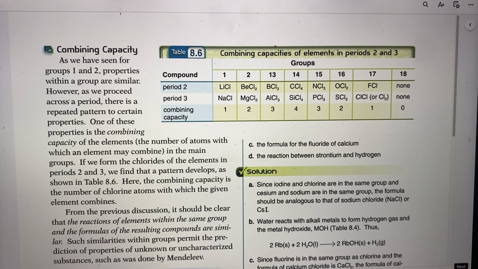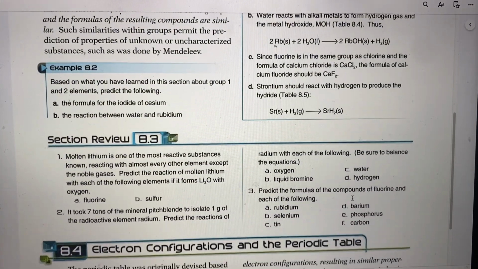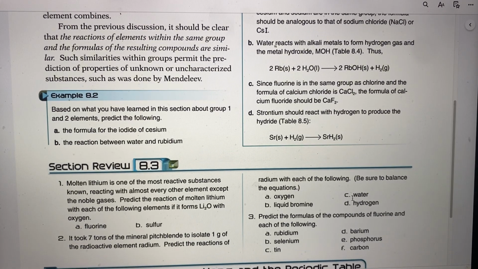From the previous discussion, it should be clear that the reaction of elements within the same group and the formulas of the resulting compounds are similar. See how similar those are in that same group. So that's the combining capacity. So now we have a problem here. So let's see. The problem is what?